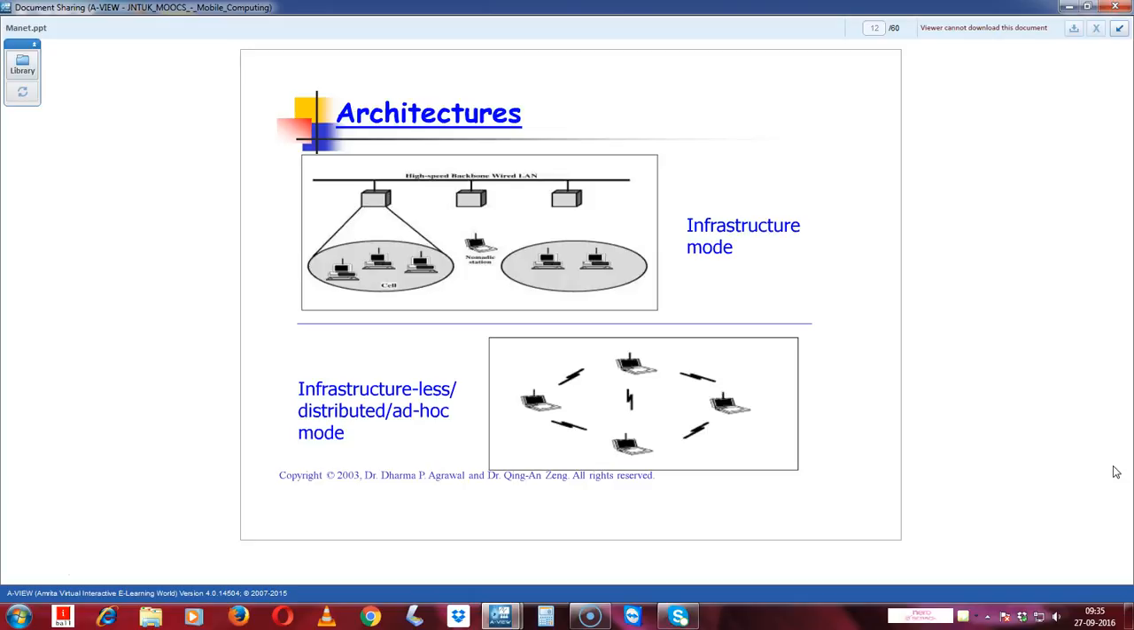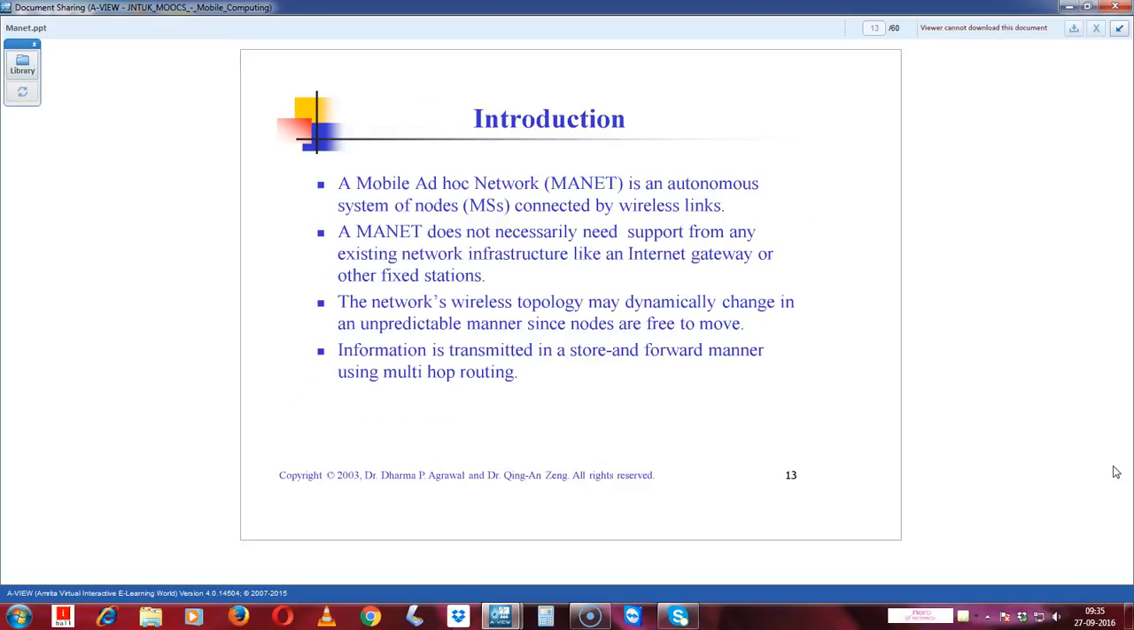In case of infrastructure-less mode, or distributed mode, or you can say ad hoc mode, you are directly communicating from device to device. There is no access point. There is no infrastructure.